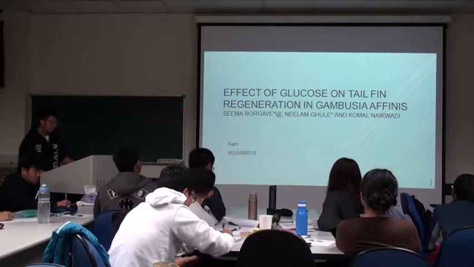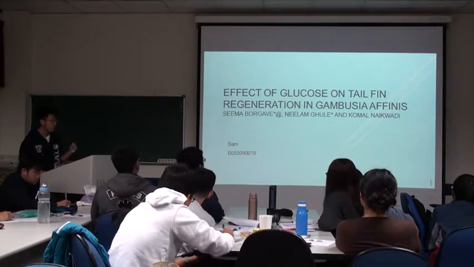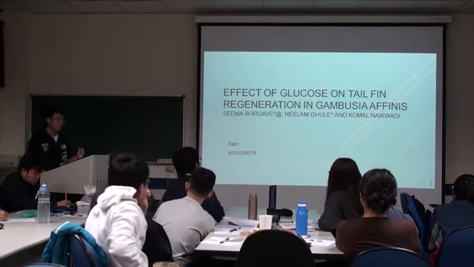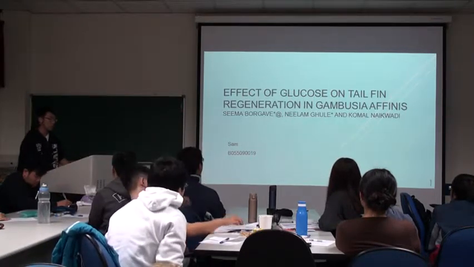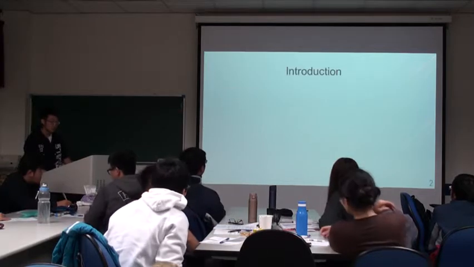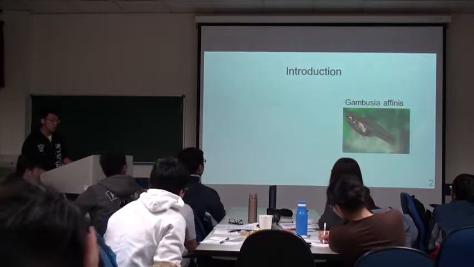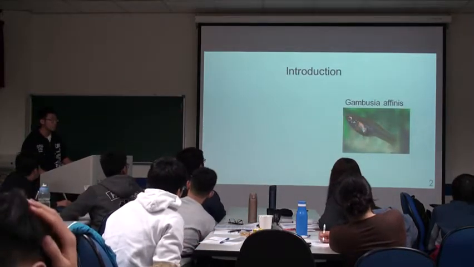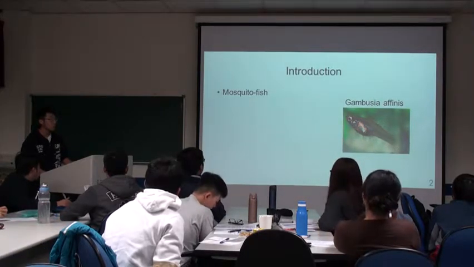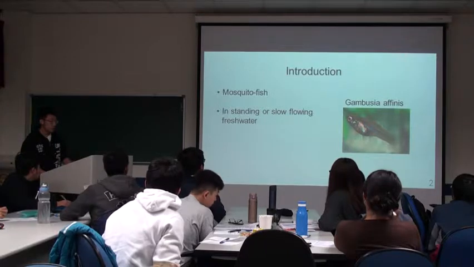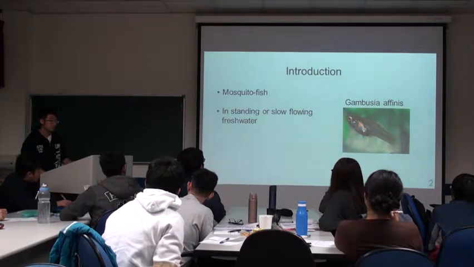Hello everyone, my name is Sam, and today I'm going to talk about the effect of glucose on helping regeneration in Gambusia affinis. Gambusia affinis is the fish in this picture, commonly known as mosquito fish, and it is mostly found in standing or slow-flowing fresh water.